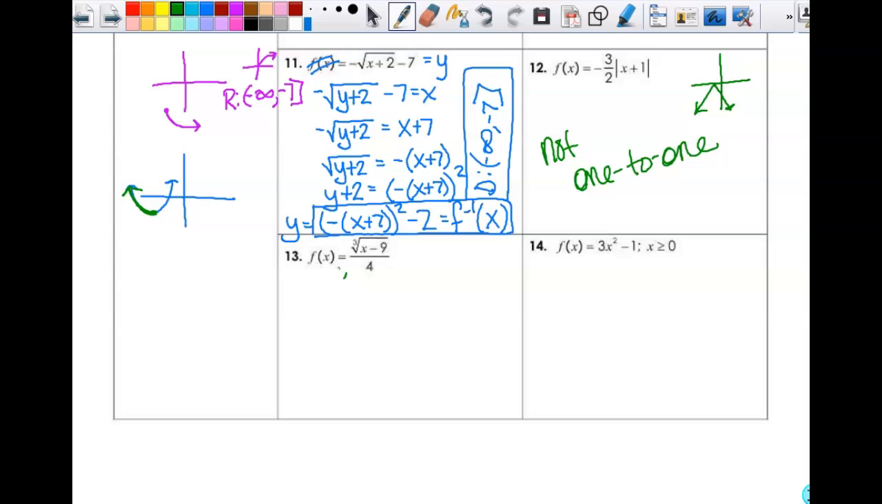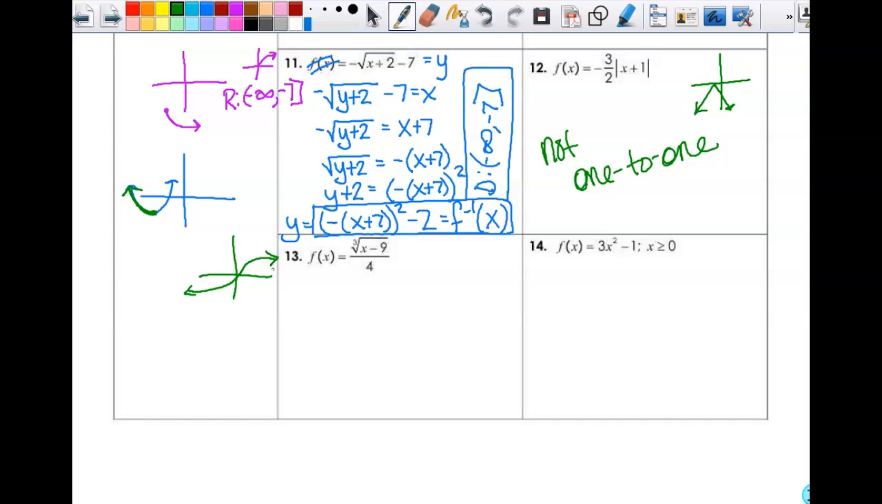This is a cube root. It looks like this. Is it one-to-one? Yes. Do I have any restrictions on the domain? I'm sorry, on the range? On either one of them? No, it's all real numbers on both of them. So there won't be any restrictions on this one.